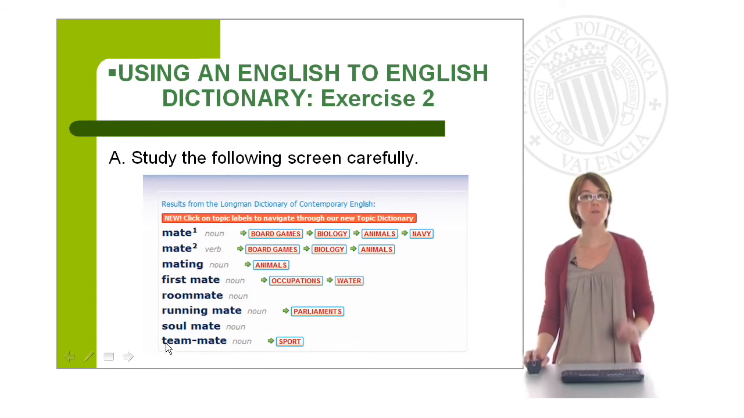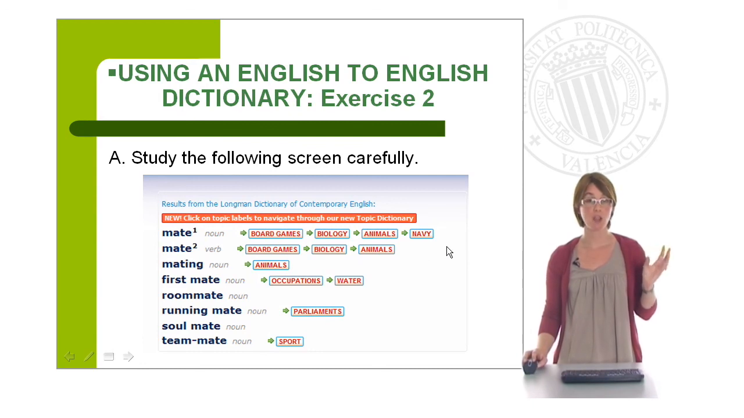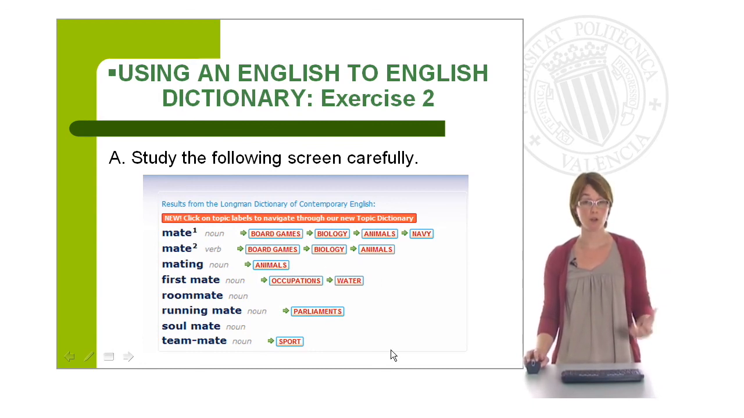Right, and now very briefly, we are going to try another activity. I want you to study the following screen carefully. This is a screen capture with results for the word made. Again, you see that made is used as a noun, as a verb, as a noun again here, and here we have different collocations. And notice that on this side of the screen, we have different areas, different fields of expertise where you can use these words.